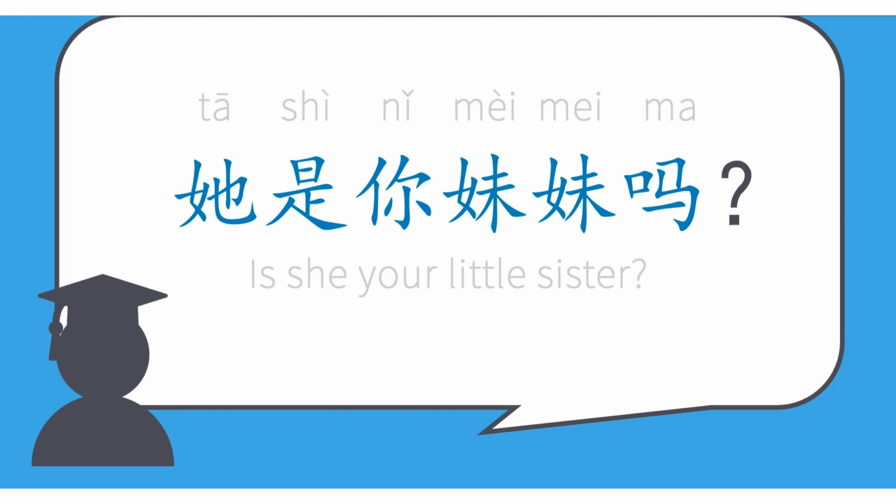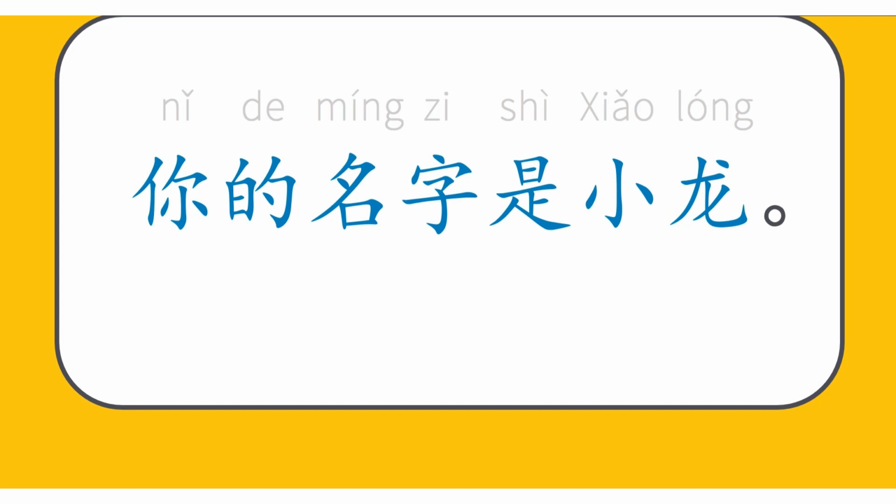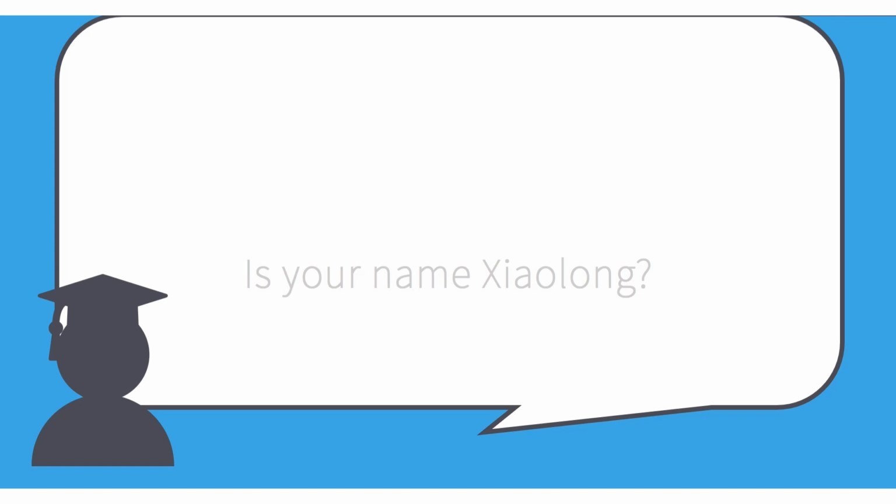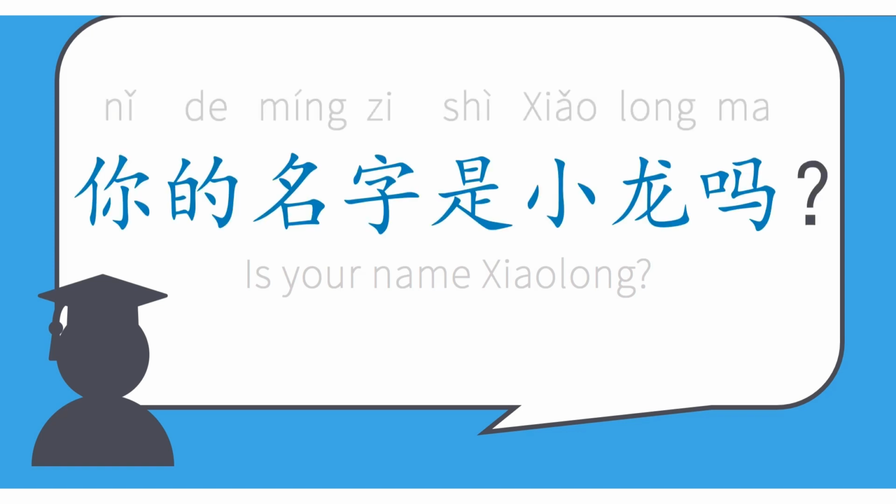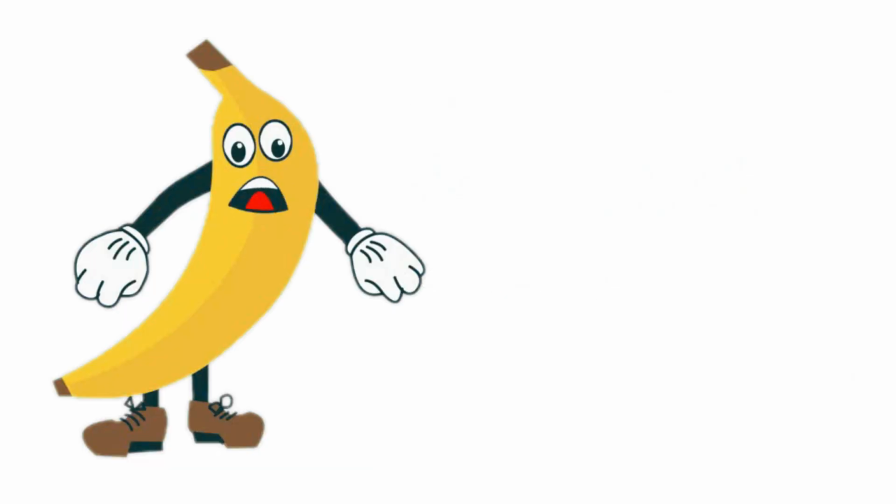Very good. And I have just one more sentence for you to turn into a yes or no question. 你的名字是小龙。So how do you ask? 你的名字是小龙吗？Is your name 小龙? Very good. And there's one thing we need to be careful with.